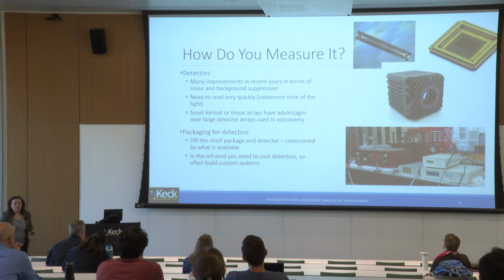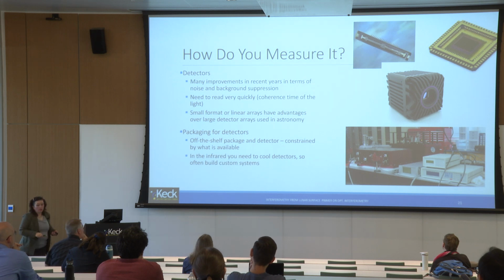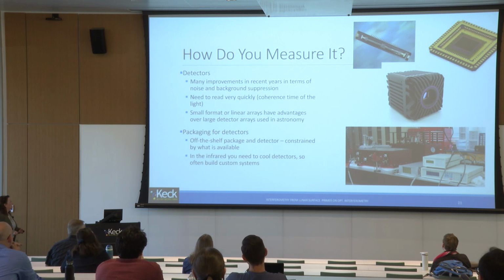When you want to go into the infrared, you either buy a packaged system or you make a custom system. And often in the infrared, you have to cool these systems with either liquid nitrogen or liquid helium in the mid-infrared in order to get them to work at the wavelengths that you're interested in. This will be an interesting challenge on the moon, depending on where we would want to put an interferometer, because the temperatures are going to swing quite a bit.